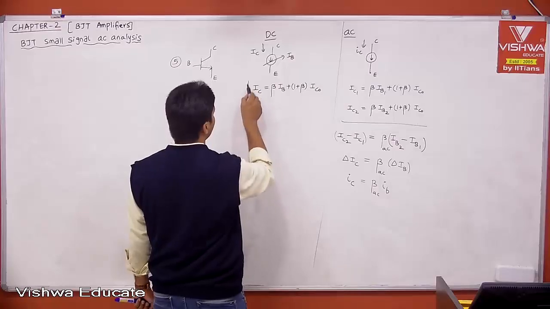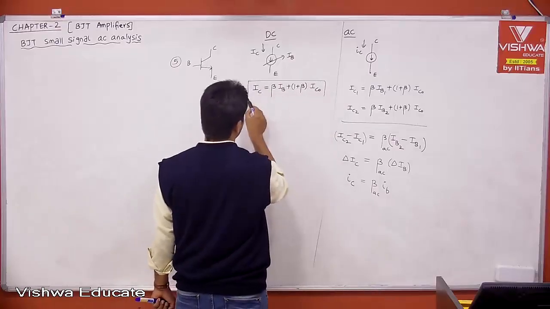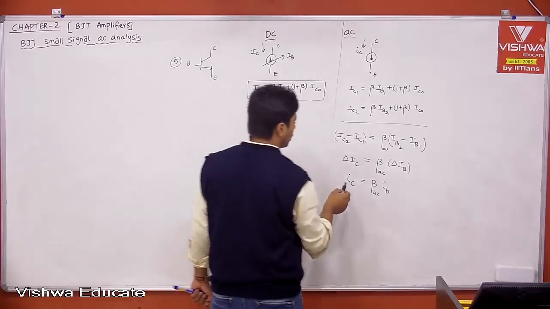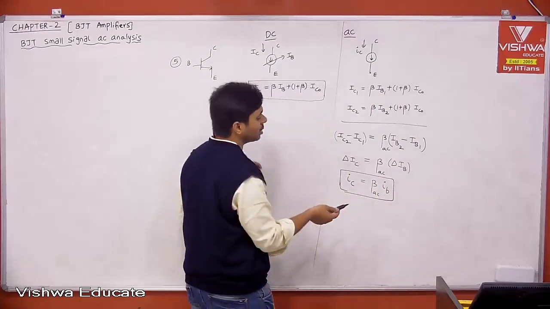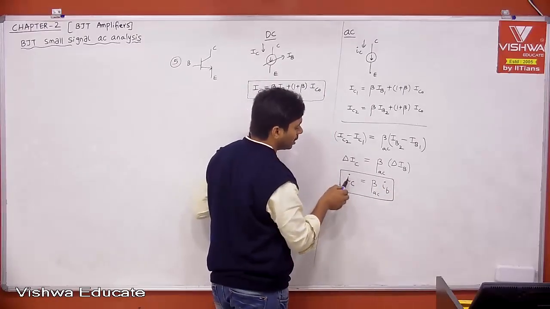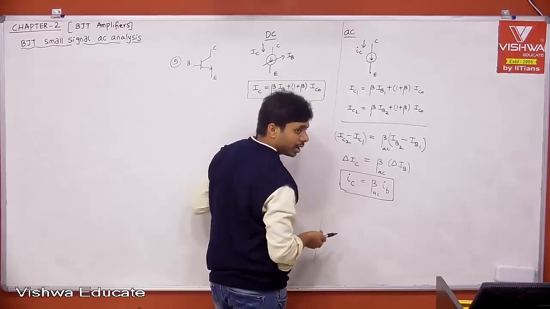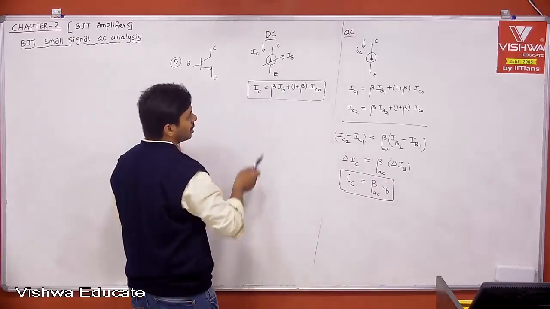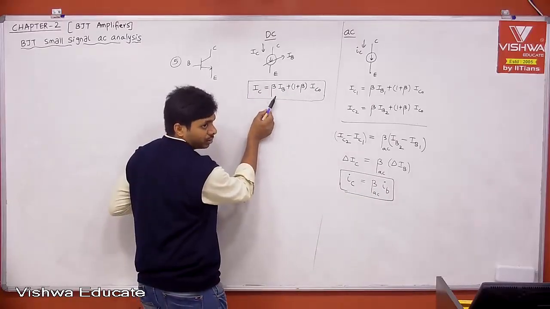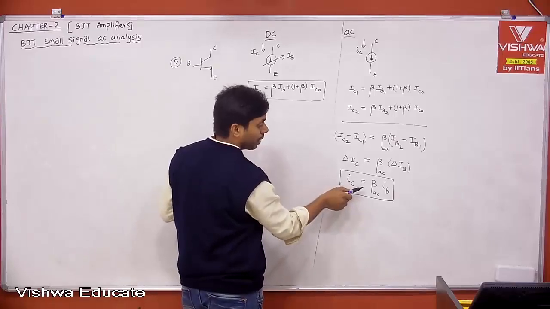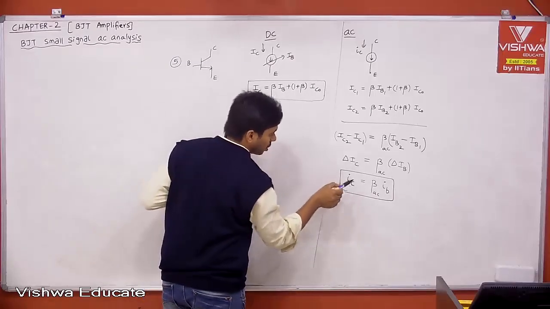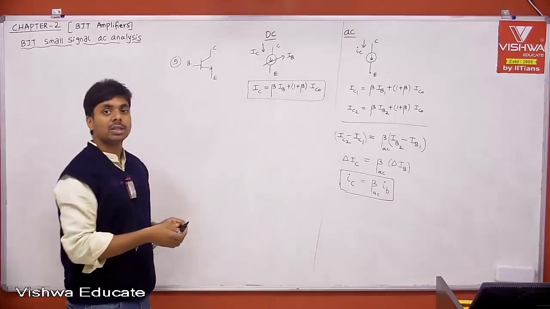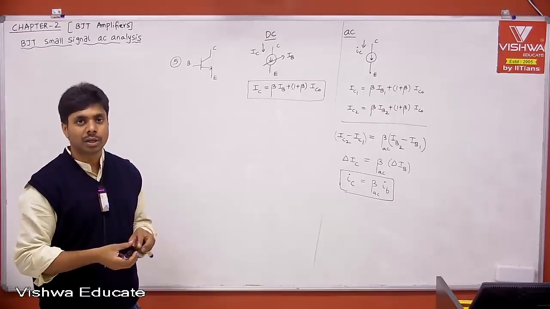Therefore, this is your DC equation for DC analysis, and this is your AC equation for AC analysis. Means in AC analysis we are looking for the change in IC because of change in IB. Therefore, for AC analysis we should not use this equation. We should use this equation. For DC analysis we should use this equation. We should not use this equation. Therefore, there is a difference between DC and AC. That is very important.